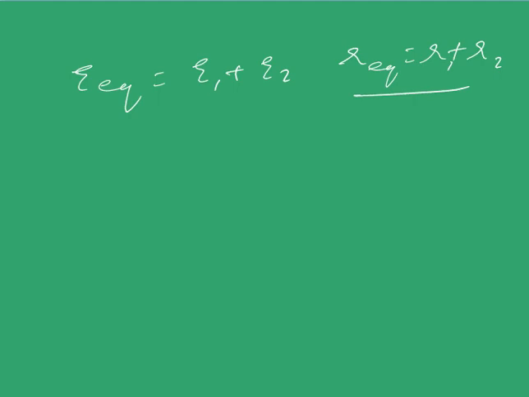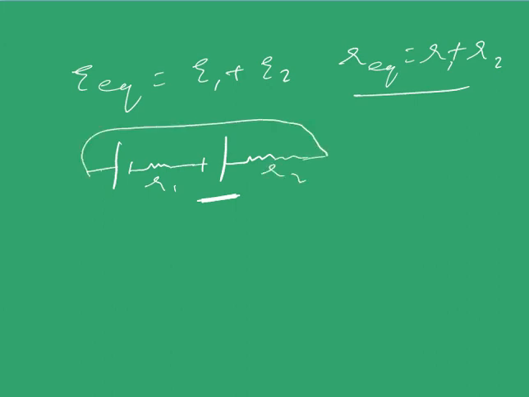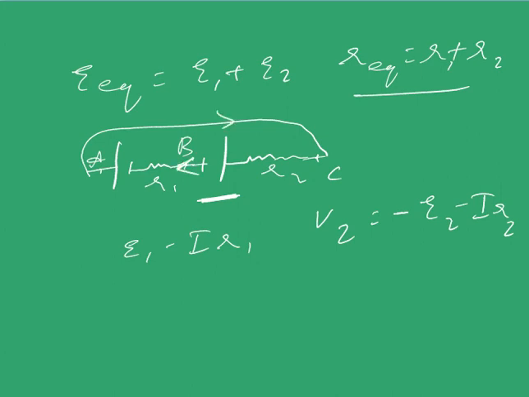And let me tell you one more thing. What if my connection was something like this? You just observe this. I have reversed this. In this case, between A and B, the potential difference will be the same thing, E1 minus IR1. But between B and C, my potential difference will be minus E2 minus IR2, because I have reversed this, the EMF also gets reversed. Let me tell you one point. If the current is leaving through the negative electrode, then take the EMF of that cell to be negative.